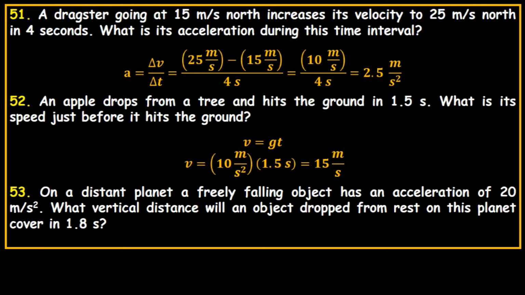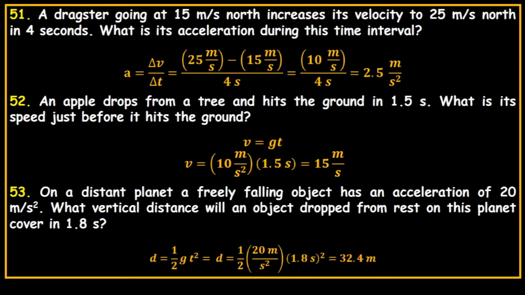Next, on a distant planet, a freely falling object has an acceleration of 20 meters per second squared. What vertical distance will an object drop from rest on this planet cover in 1.8 seconds? Well, it's going to be d equals 1/2 g t squared. D equals 1/2 times 20 meters per second squared, the acceleration, times the time, 1.8 seconds squared, which would be 32.4 meters.